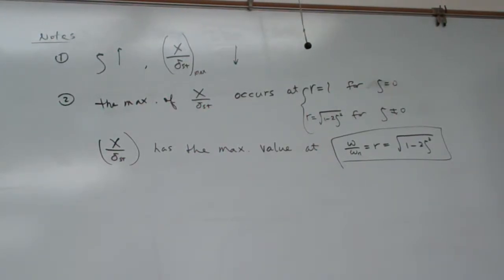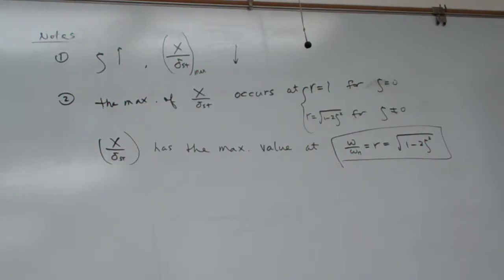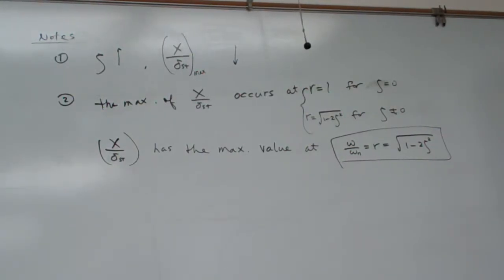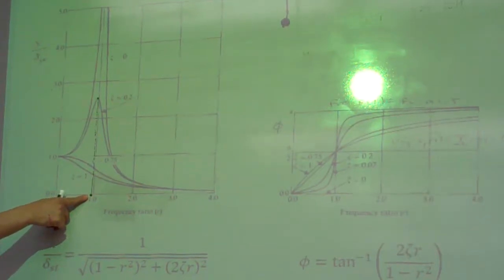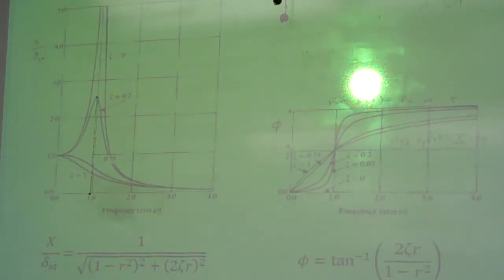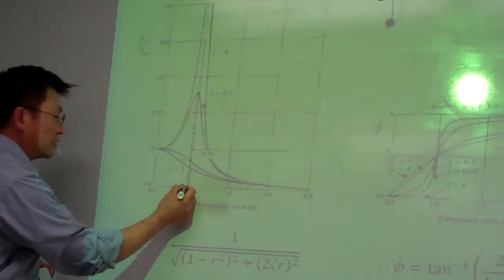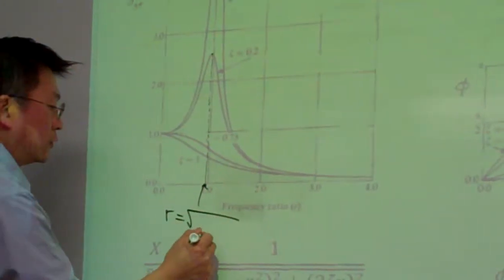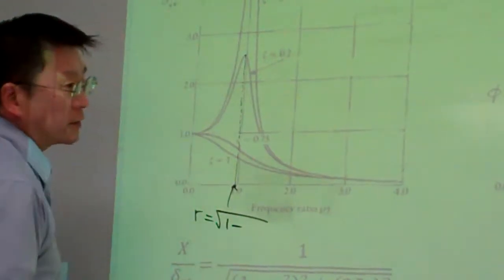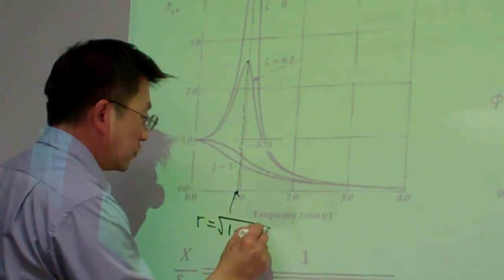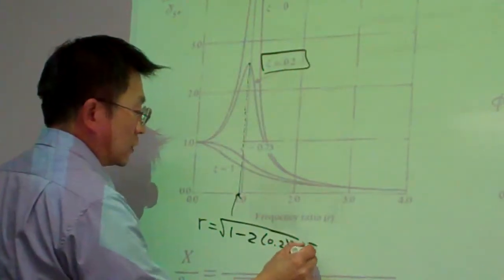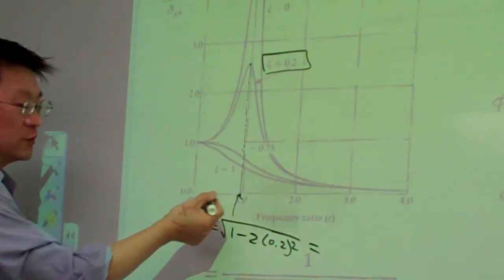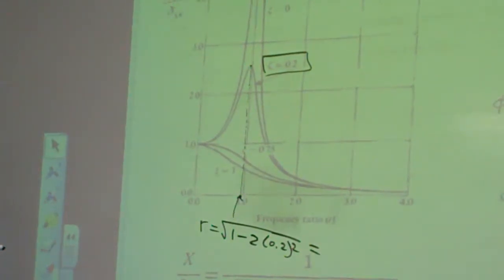And that one is a little bit off from R here, so correspondingly, that one happened here. Okay, so that happened at R not equal to 1, a little bit smaller than 1. Exactly how to calculate this: R is equal to, plugging into our formula, 1 minus 2 times zeta squared, 2 times 0.2 squared. For this case it is this. So you simply calculate it, and you can determine where the peak happens.